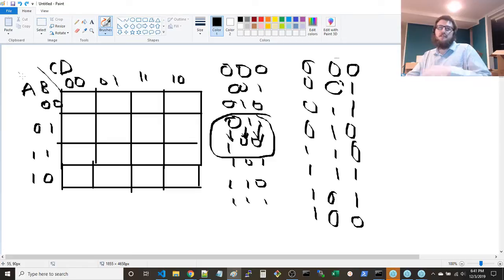By the way, what this is, this is CD. These are sort of the truth tables, A, B, C, and D, truth values.